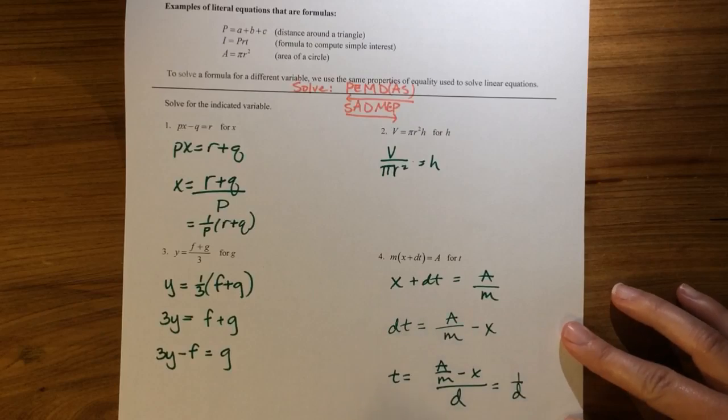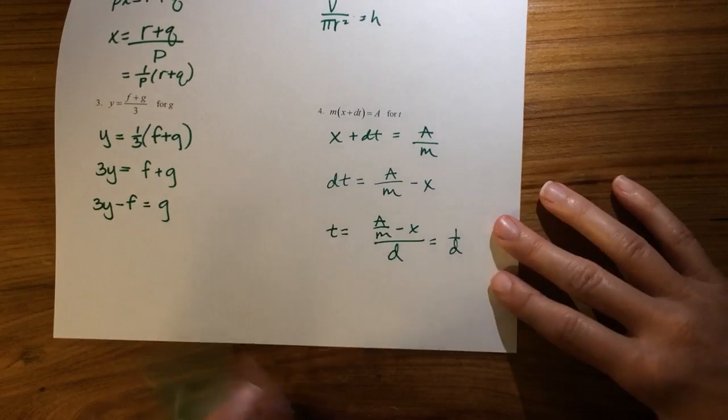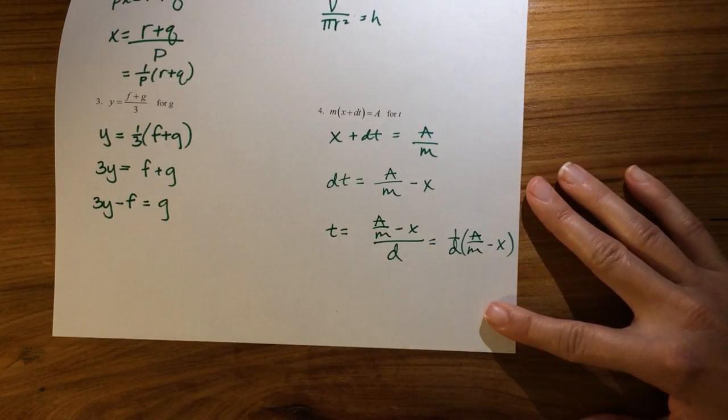Or we can rewrite this as 1 over d. Let me scooch the paper up. 1 over d times capital A over m minus x. And there you go.